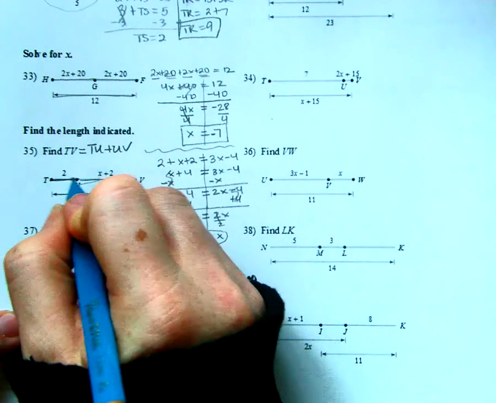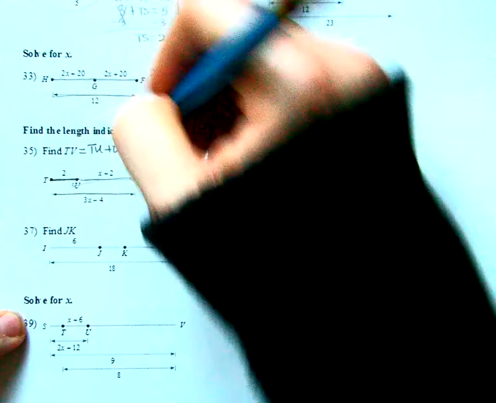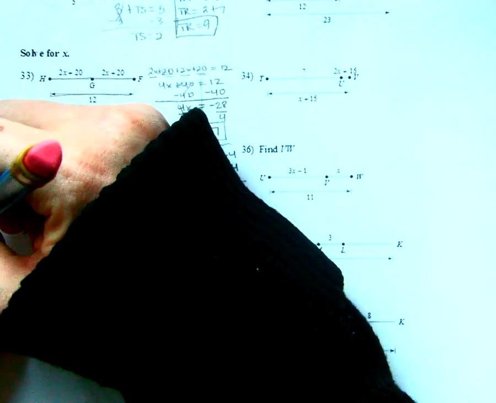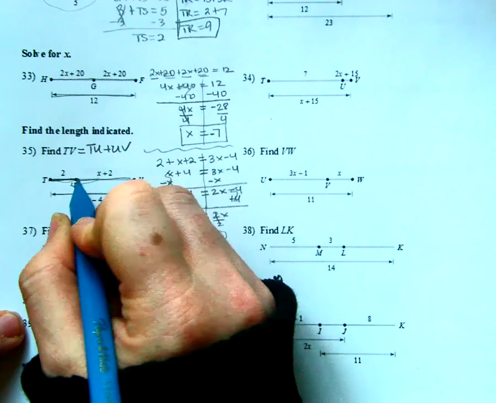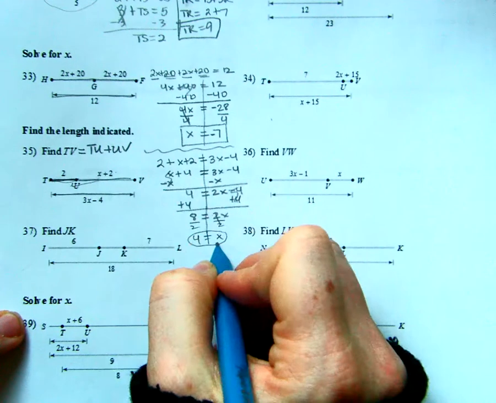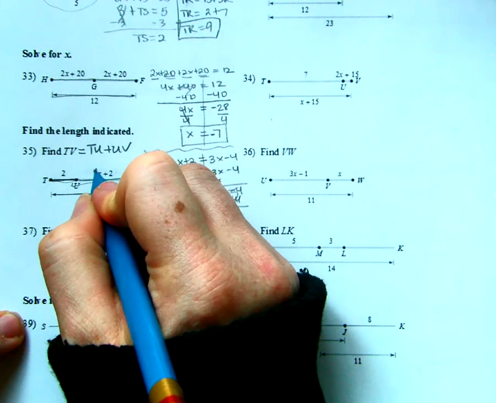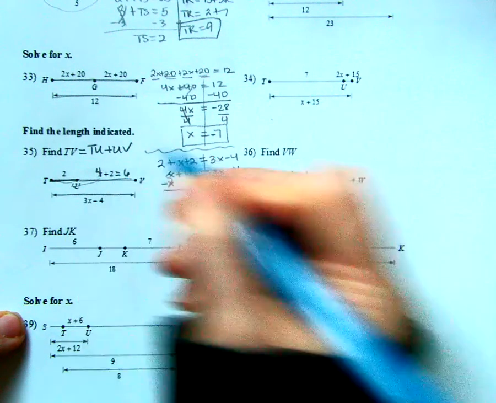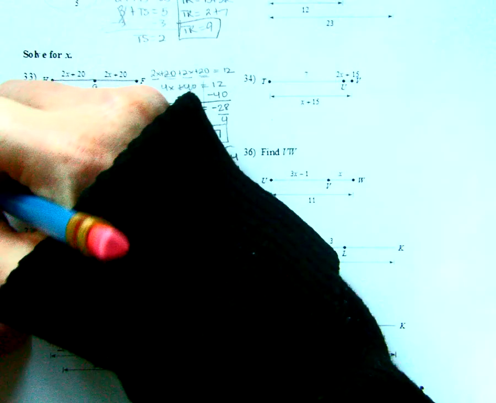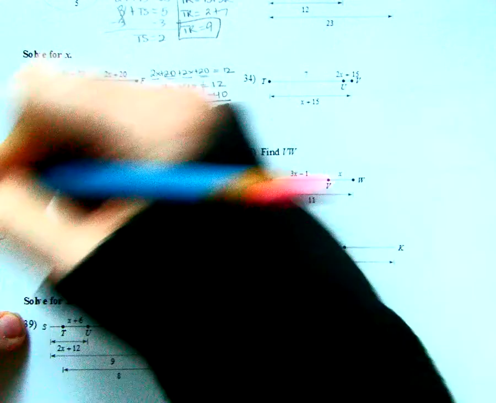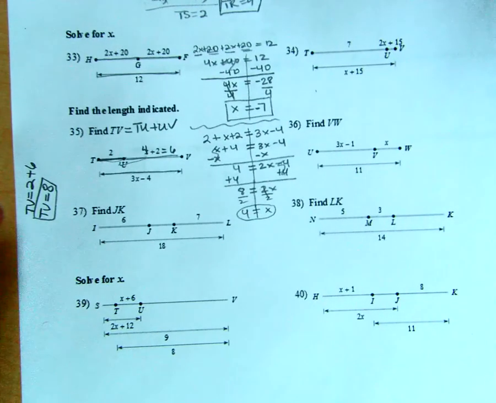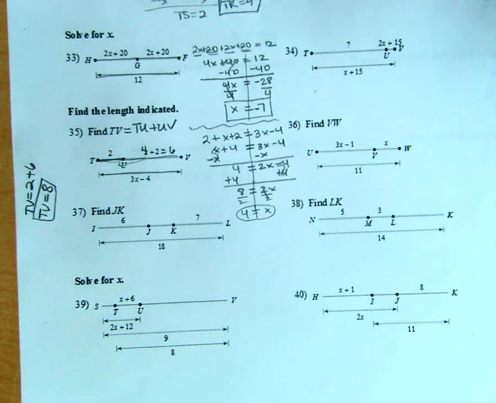Well, I know that TU, and I'm going to come over here, I know that TU is 2. And then UV is going to be, using my 4, 4 plus 2, which is actually 6. So TV is going to be 8 when I add them together. Oh, you can't see any of that. I'm so sorry. So TU is 2, and UV is 6, and when I add them together, I get 8.